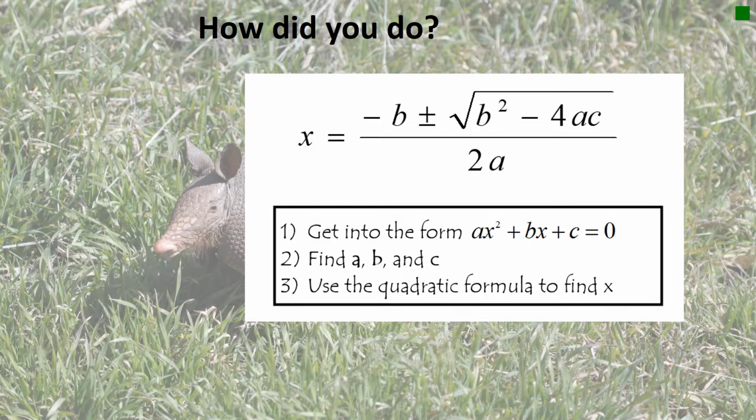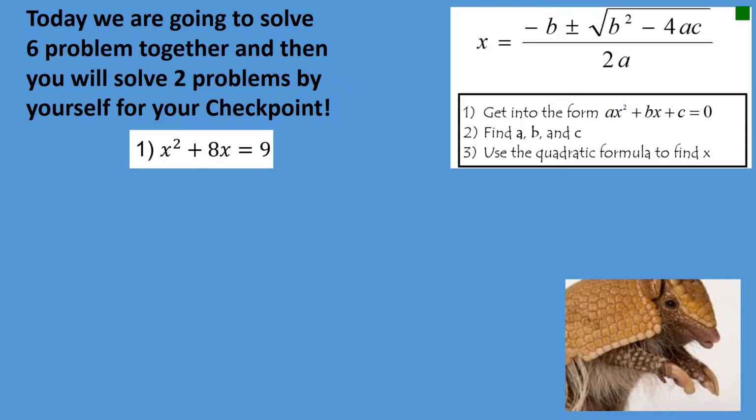Did you do it correctly? x equals negative b plus or minus square root of b squared minus 4ac all over 2a. Woo! Hope so. All right, let's do it to it, guys.